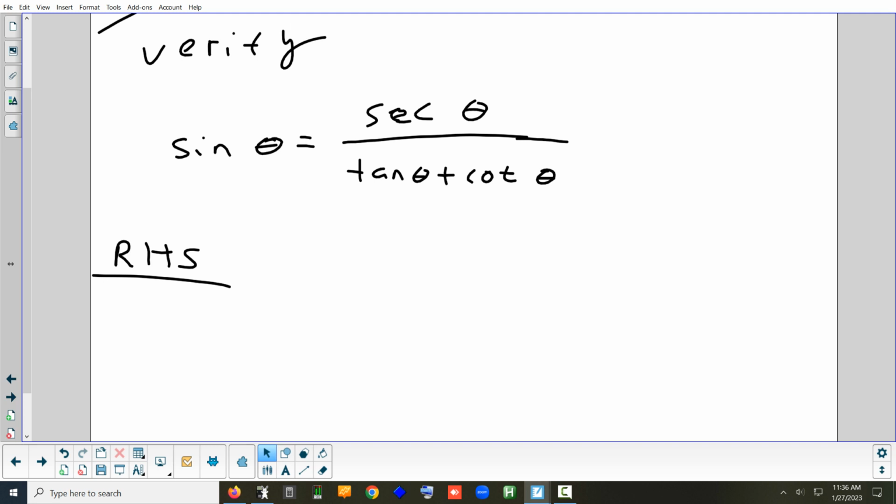Sorry, what's the RHS words? Right hand side. Right hand. Okay. Any suggestions what we try to do first here?